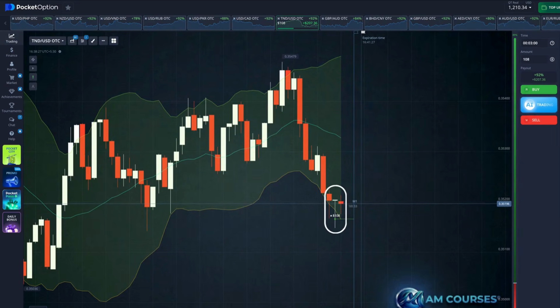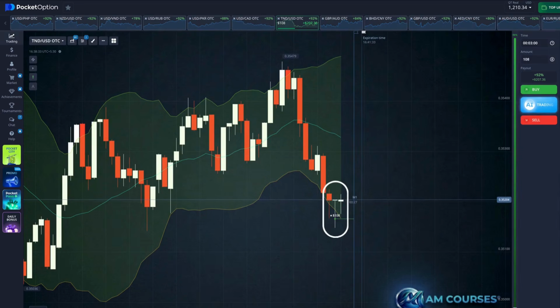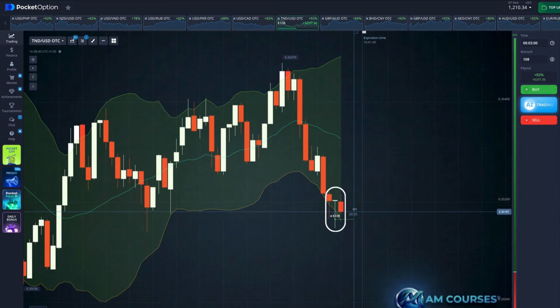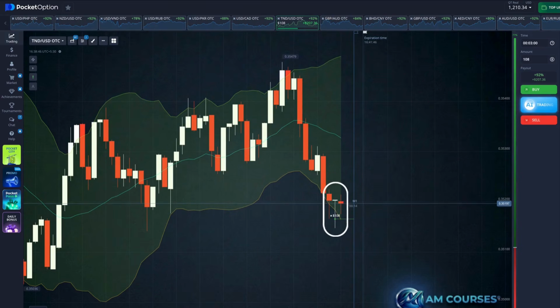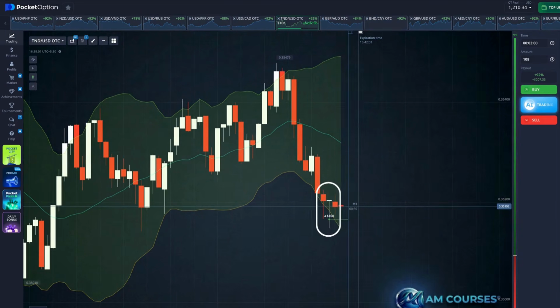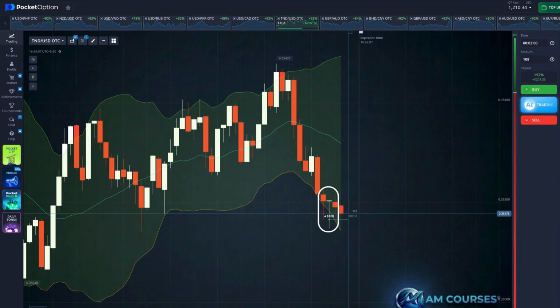When to buy. Price comes down and touches the lower Bollinger Band. But I don't enter just because it touched. I wait for the candle to close. If that candle closes as a rejection, small body, long wick pushing down away from the band, that's my buy entry. The wick is telling me sellers tried to push lower, but buyers stepped in and said no. That's the bounce I want. See this? Small body, long lower wick, sitting right on the lower band. That's a textbook entry for me.